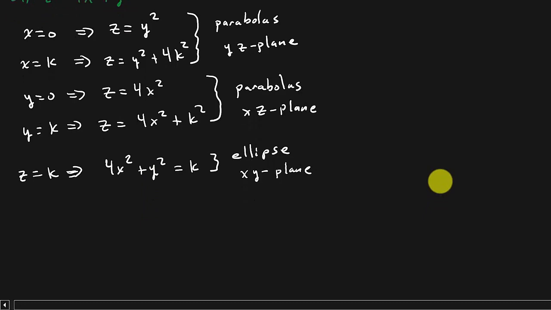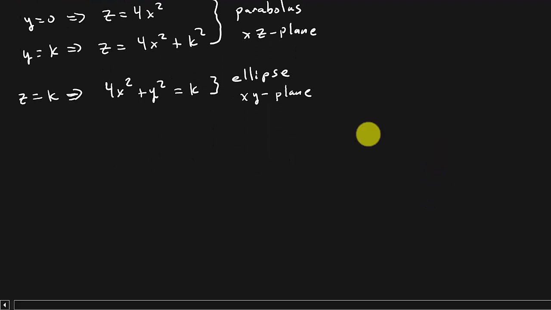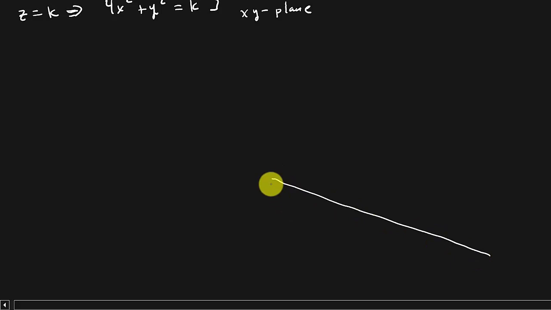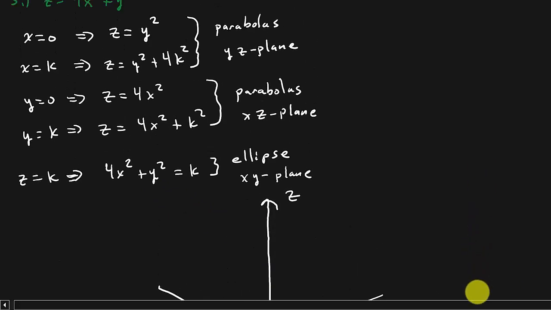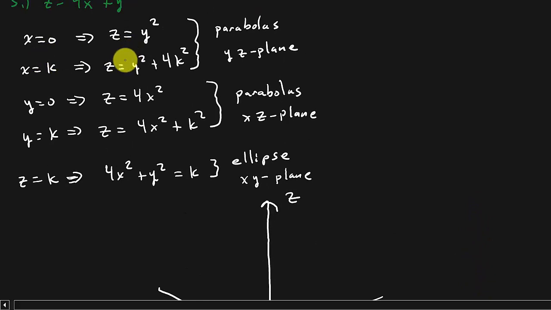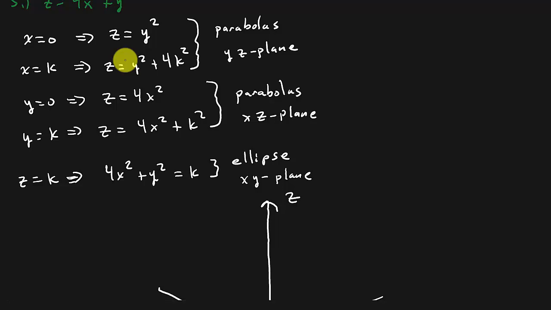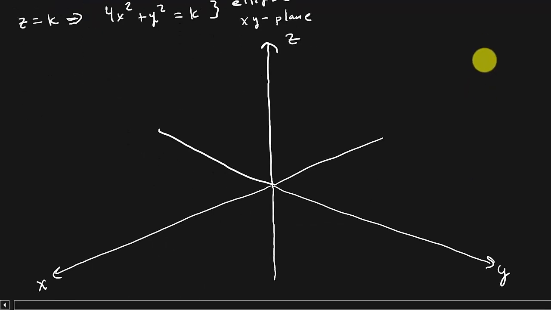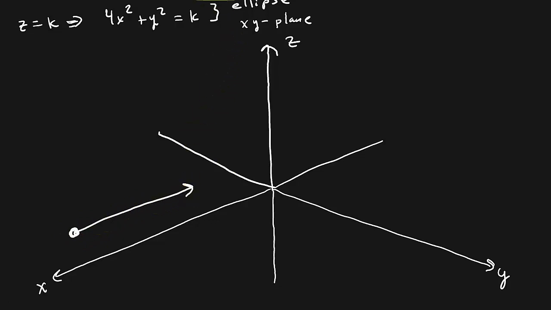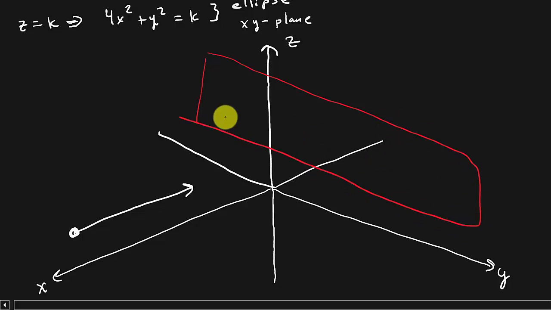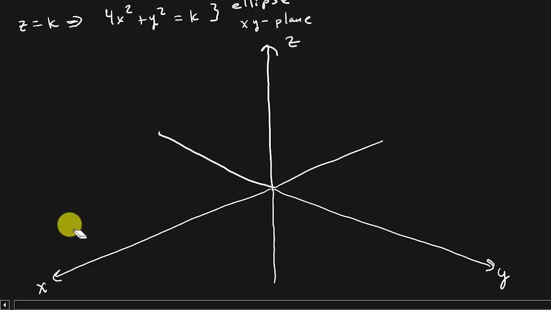All right, so let's see if somehow we can draw this thing. There's X, Y, and Z. When X is 0, I have Z equals Y squared. So this is a parabola in the YZ plane. So what's the YZ plane? Well, that's if I'm standing over here looking back this way, this plane right here. That's your YZ plane. So I've got to draw a parabola that's in that plane.